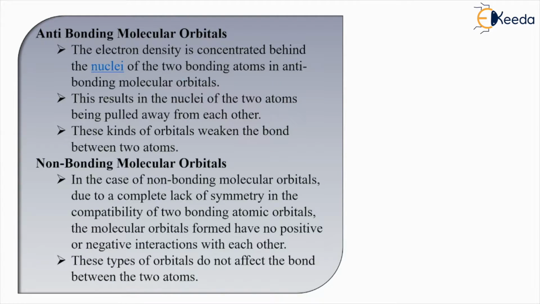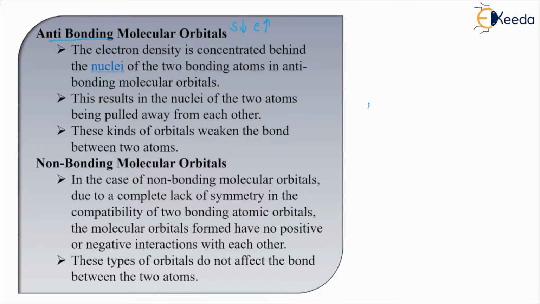Over here you can see there's anti-bonding. What exactly is anti-bonding? Always remember, in anti-bonding the stability is the least, and because the stability is the least, the energy is the most. The electron density is concentrated behind the nuclei of the two bonding atoms in anti-bonding molecular orbital. This results in the nuclei of the two atoms being pulled away from each other. These kinds of orbitals weaken the bond between the two atoms.